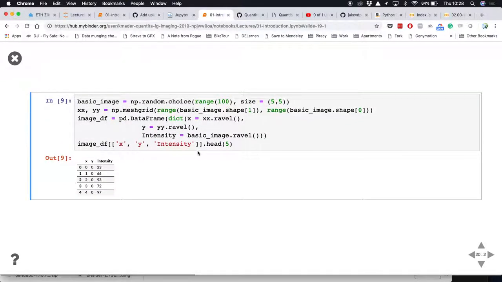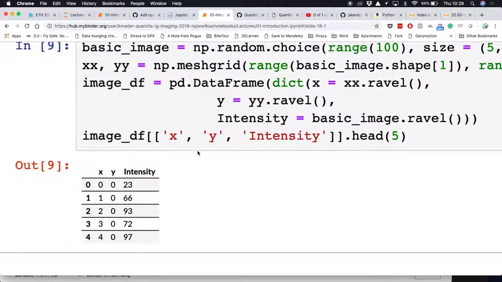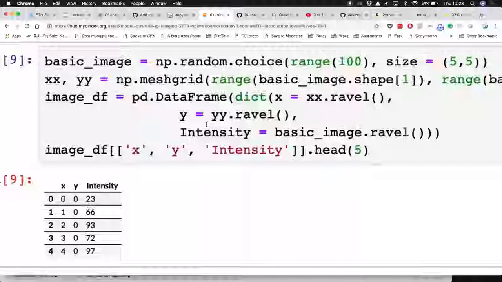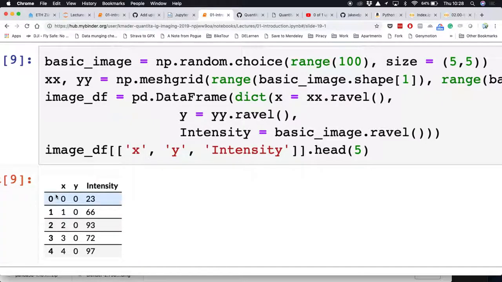If we have a basic image in a simple representation, I don't know why all these are so small, we have an image that's maybe 5 by 5, and we have this pairing of x, y, and intensity. We can see this table view of an image, which is the simplest representation we have, but obviously not very helpful for seeing what's actually inside the image.